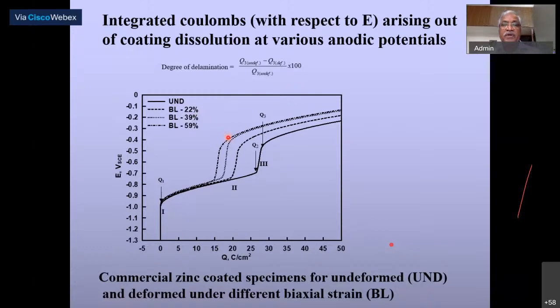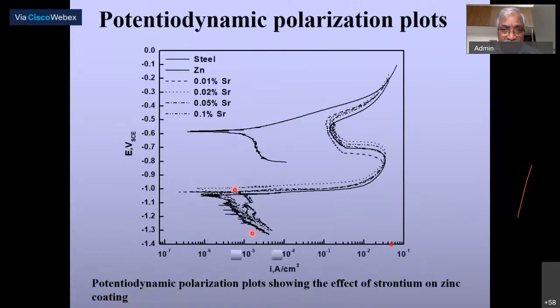When you stretch it, the coating is going to pop up and fall out. So we use the polarization curve to find out how much coating is remaining on the surface. Same polarization curve, potential versus log current. What I asked him to do was integrate this curve. You can integrate this curve. When you integrate it, what happens?